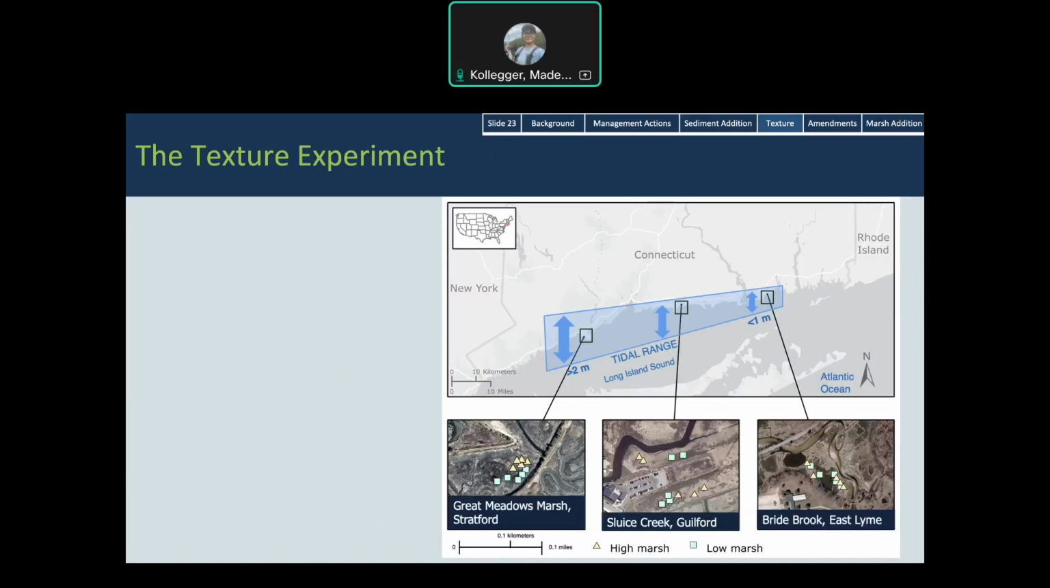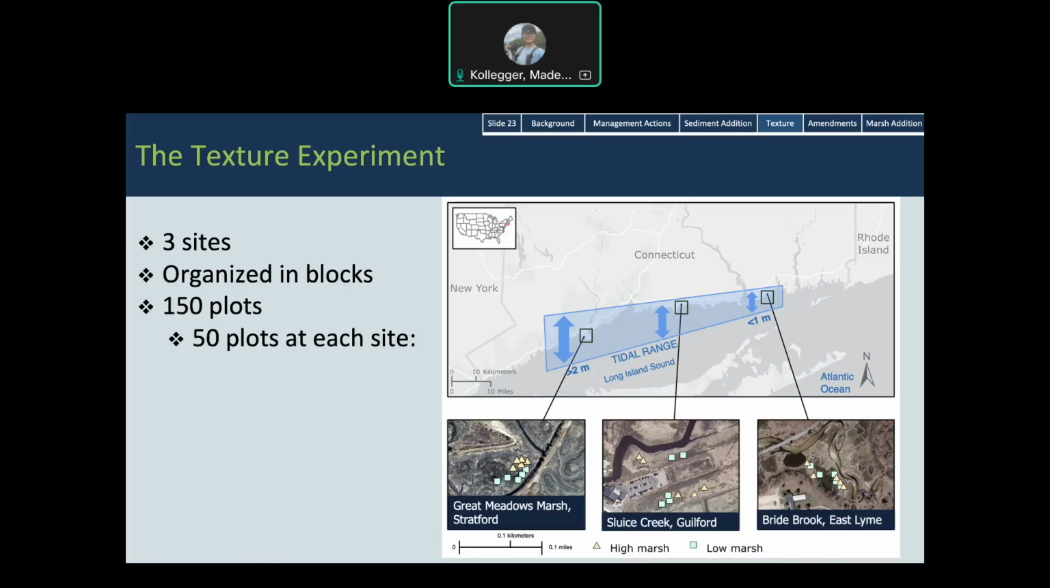And so in our experiment, this is what we were getting at. At 3 different sites along the Connecticut-Long Island Sound, we set this experiment up. At the westernmost site was Great Meadows Marsh in Stratford, Connecticut. Sluice Creek in Guilford was our mid site. And at the very east, we have Bride Brook at Rocky Neck State Park in East Lyme. Our experiment was organized in blocks to account for any spatial variability, with a total of 150 blocks, with 50 plots at each site.